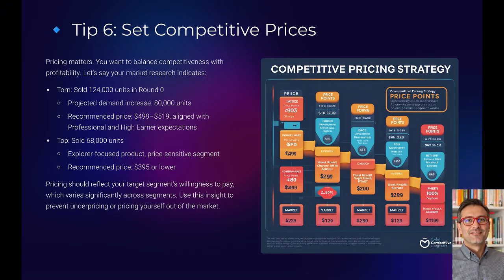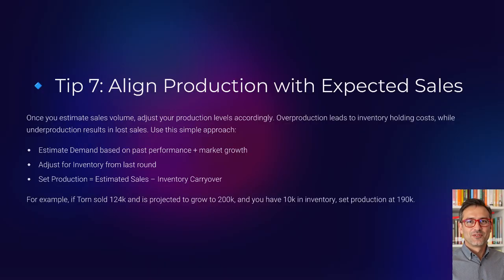Small Blue Diamond Tip 7. Align production with expected sales. Once you estimate sales volume, adjust your production levels accordingly. Overproduction leads to inventory holding costs, while underproduction results in lost sales. Use this simple approach: estimate demand based on past performance plus market growth. Adjust for inventory from last round. Set production equal to estimated sales minus inventory carryover. For example, if Torn sold 124K and is projected to grow to 200K, and you have 10K in inventory, set production at 190K.